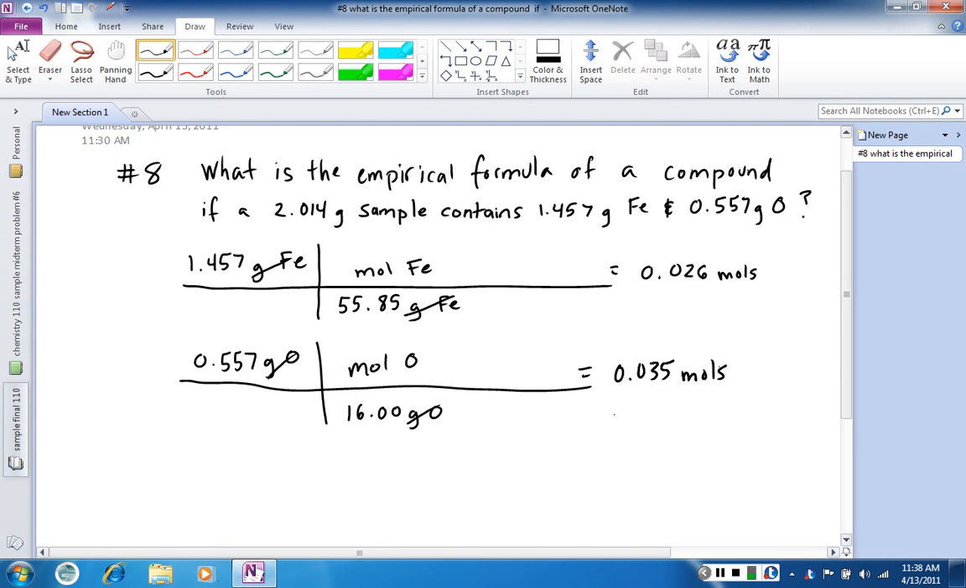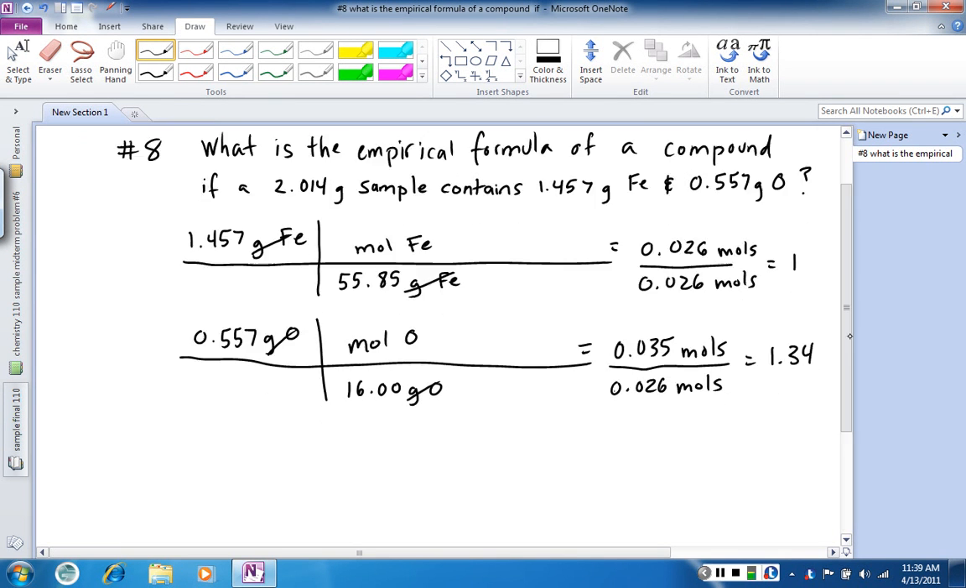The next step is to divide all your mole numbers by the smallest mole number. In this case it's 0.026. So divide this by your smallest number. This of course equals 1. This works out to 1.34.